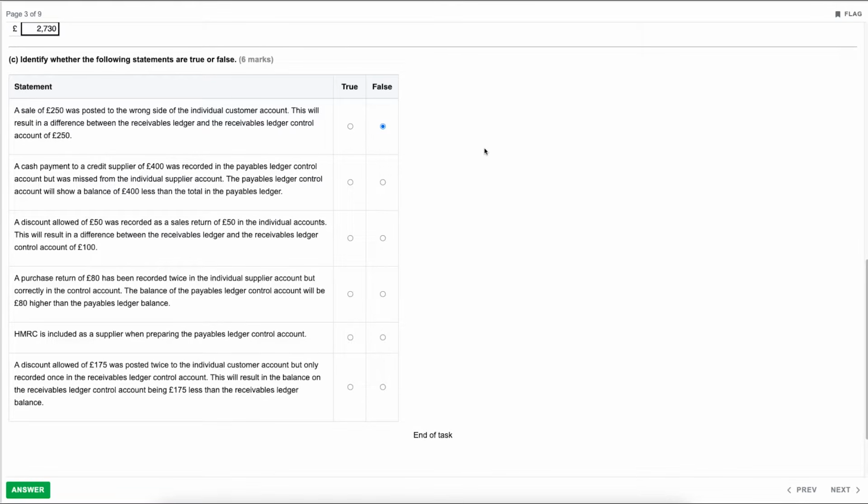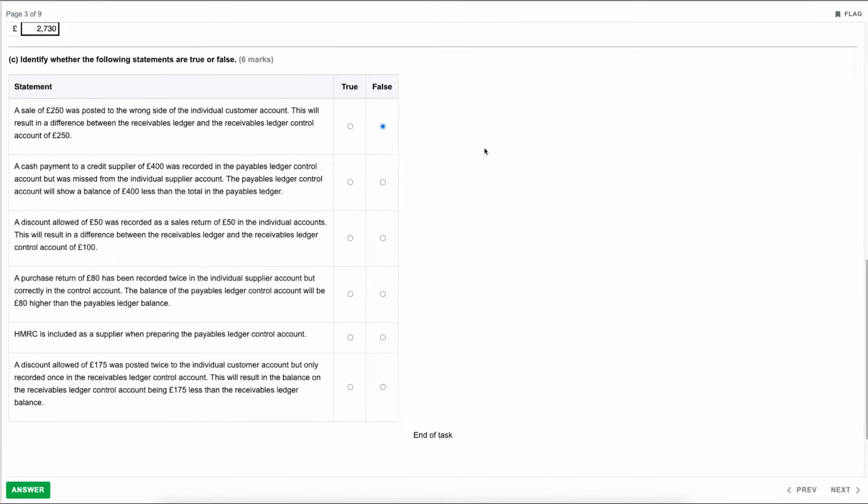So the actual difference then between the individual customer account, or the receivables ledger, and the receivables ledger control would actually be £500 rather than just £250. So that first one would be false.